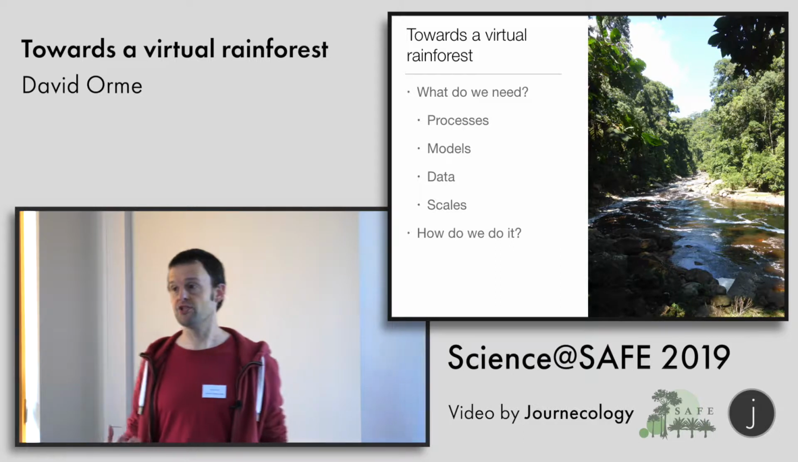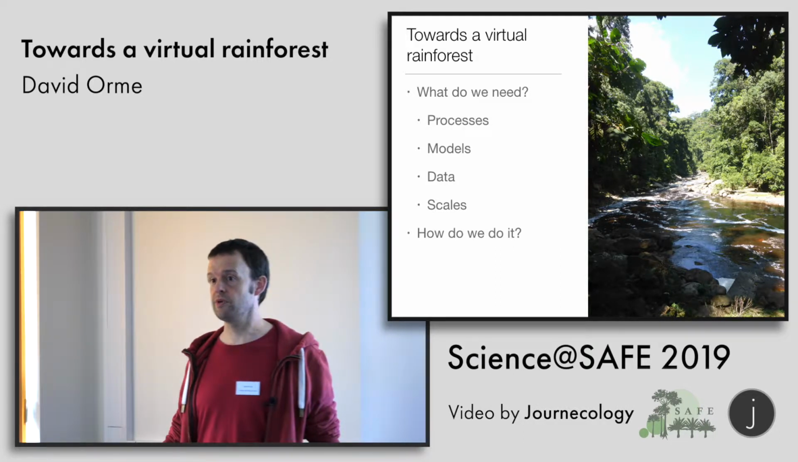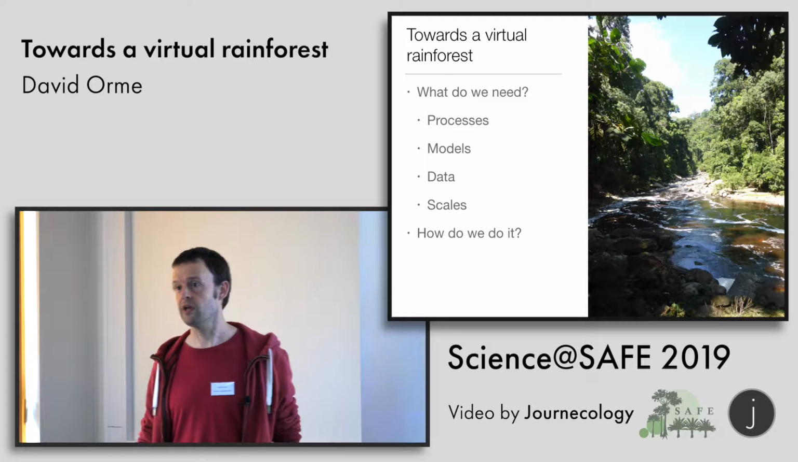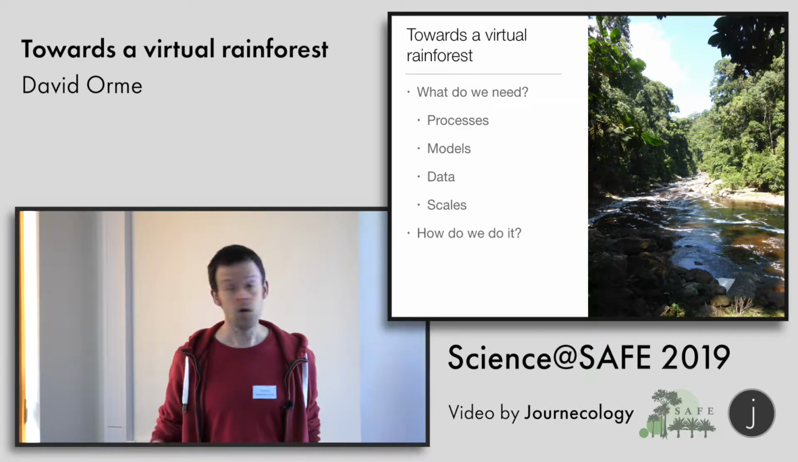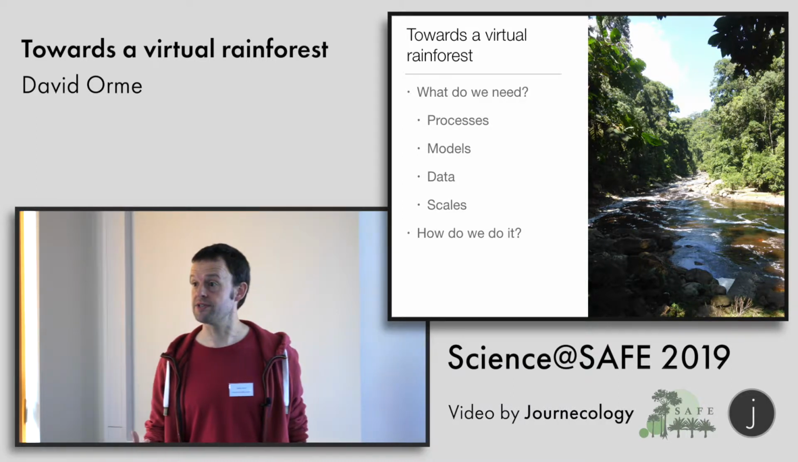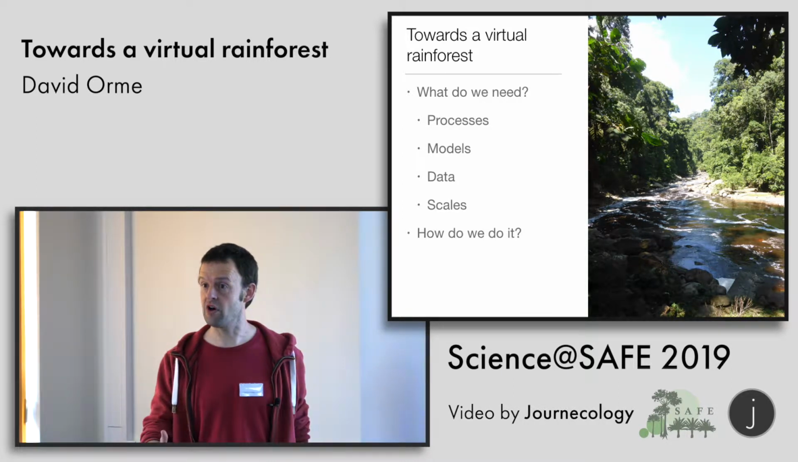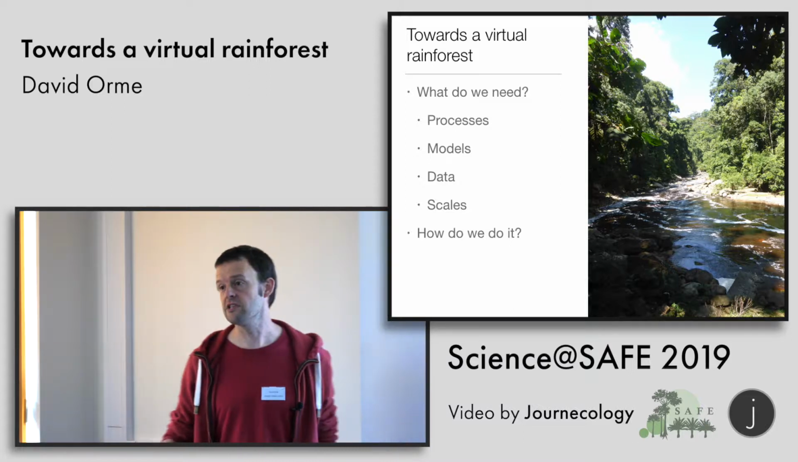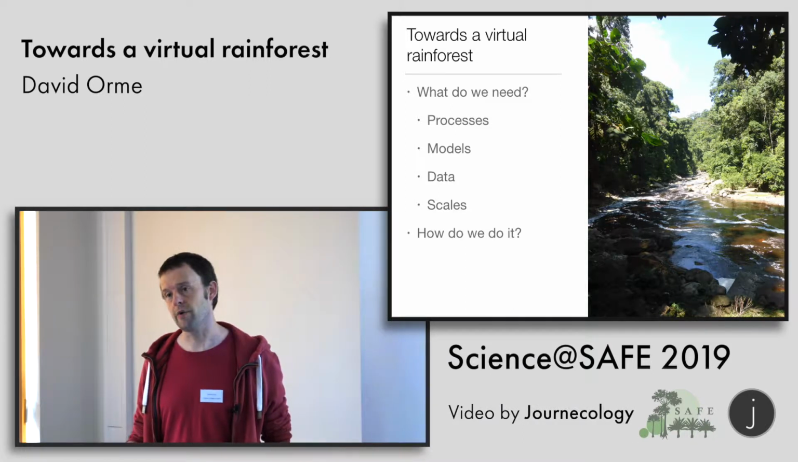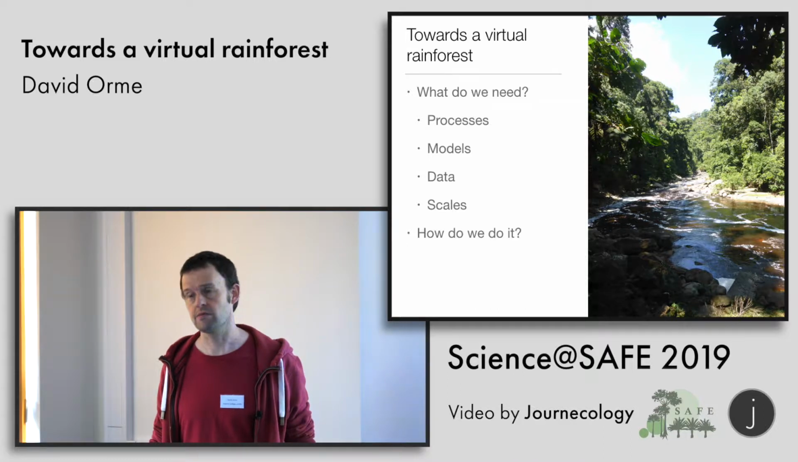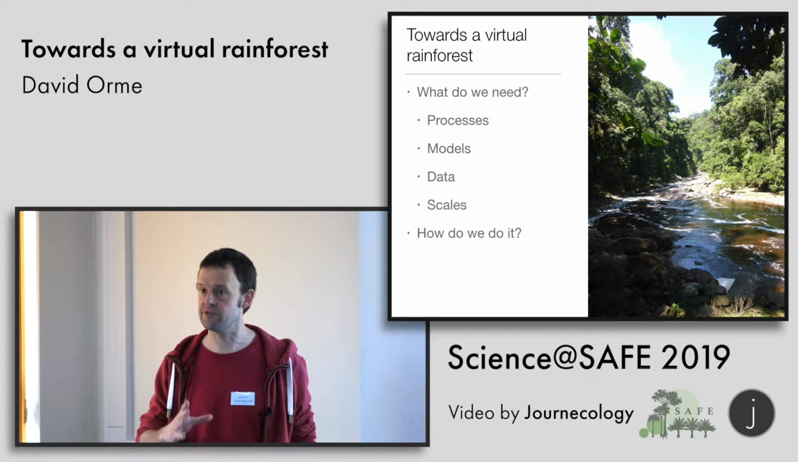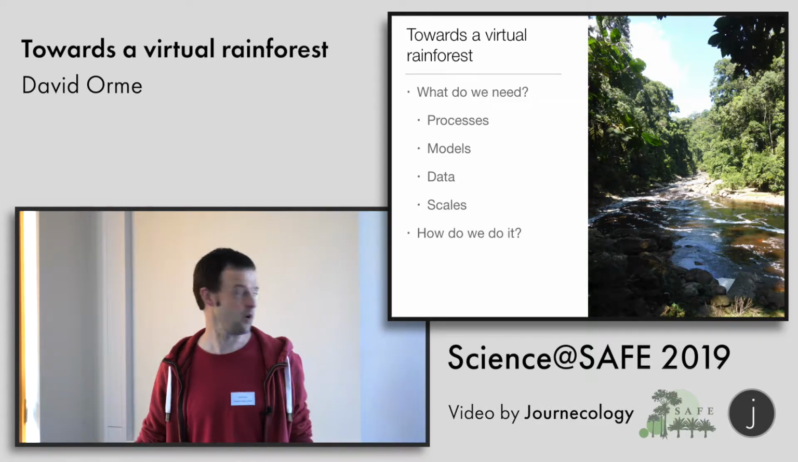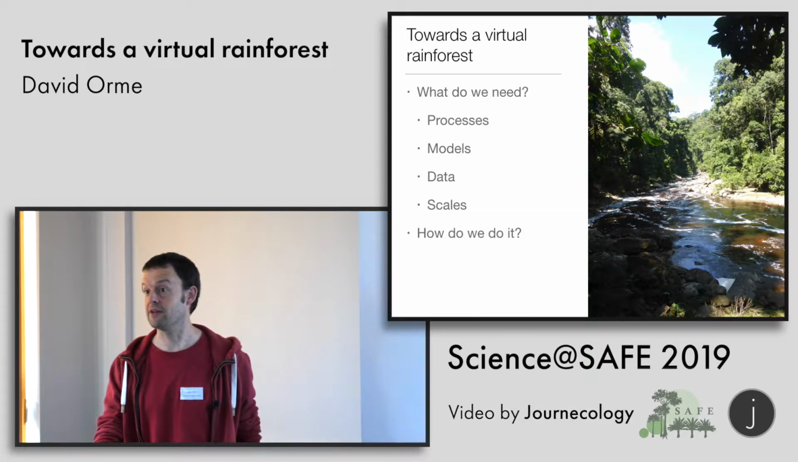So what do we need to do in order to build a virtual rainforest? We need to figure out what processes need to be involved, what models we're going to use to represent those processes, what data we need in order to parameterize those models, to say where they start, how they change. And we need to think about what scales we're actually going to ask questions at. There's a limit to what we can simulate. So where do we draw the lines? What are the bits that we actually want to find out about, and which bits can we average away? And then we have to have a plan of how we're going to do it.